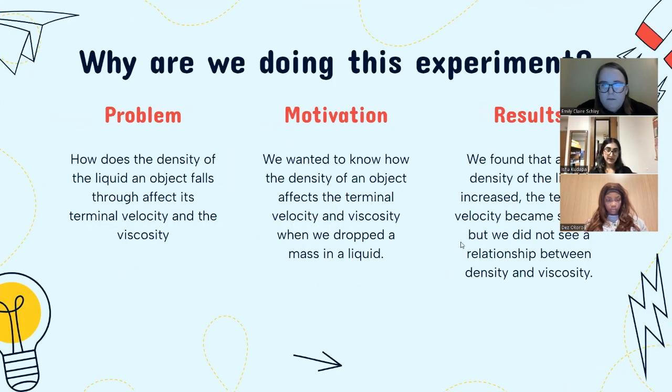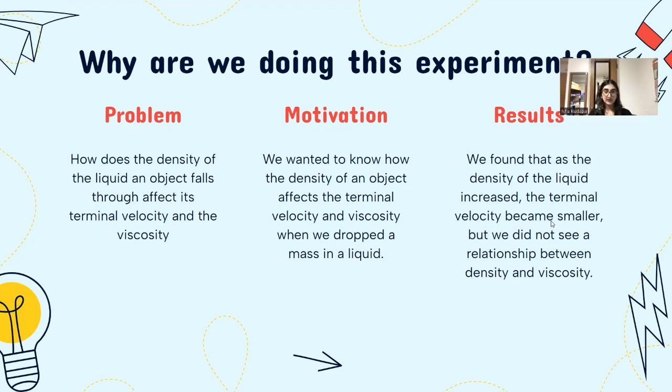So starting up with the background, our problem is how does the density of the liquid an object falls through affect its terminal velocity and the viscosity? We wanted to do this project to know how the density of an object affects the terminal velocity and viscosity when we drop a mass in a liquid. And we found that as the density of the liquid increased, the terminal velocity became smaller, but in the end, we didn't see a relationship between density and viscosity.